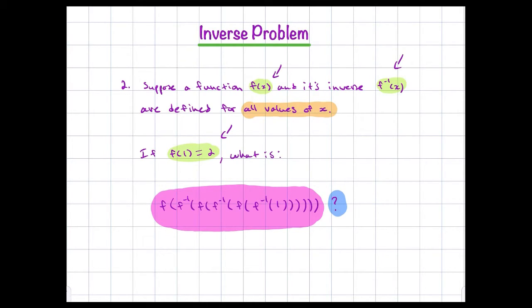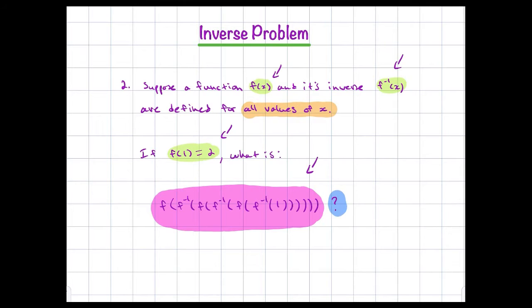Probably subconsciously I did that because of that show with the dog from a while back. But what I want to know is what is this? What is this monstrosity of a composition of functions? And this is a tricky problem because it seems kind of counterintuitive, right?